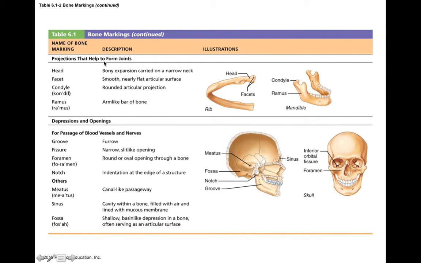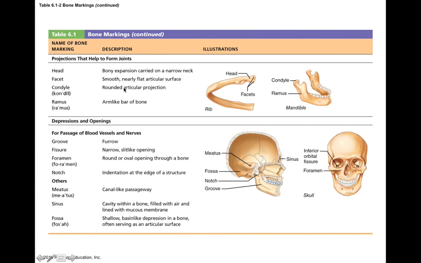Projections that also help to form joints are things like heads and facets. A head is just a bony expansion on a narrow neck. A facet is a smooth, nearly flat articular surface. The way I remember facet is to think of a multifaceted gem, where the facet is the smooth, flat surface of the gem. Just like in bones, facets are the smoother and flatter regions.